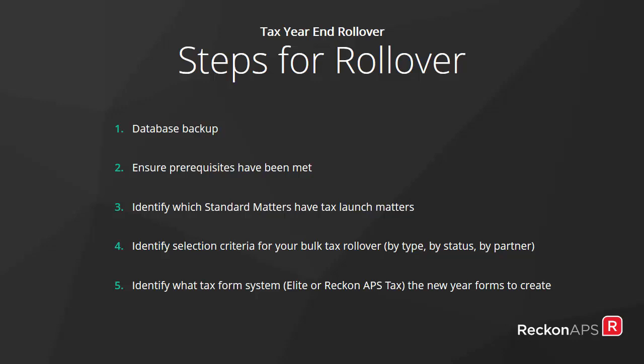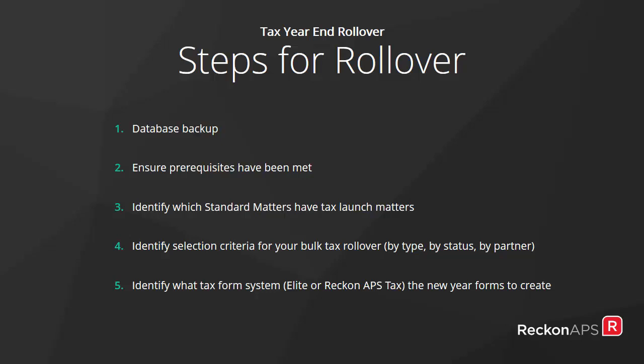Number 3. Identify which standard matters have tax return launch links. This could be just one, i.e. a tax returns year-based tax return matter, or you may have multiple year-based matters that you allow tax returns to be attached to. For example, some workflow sites may use an annual compliance matter for their business clients. They may use a salary and wage or a tax return matter for their non-business clients. They might also have a separate matter for superannuation. Standard matters are important as the rollover for tax returns is done on a standard matter basis.